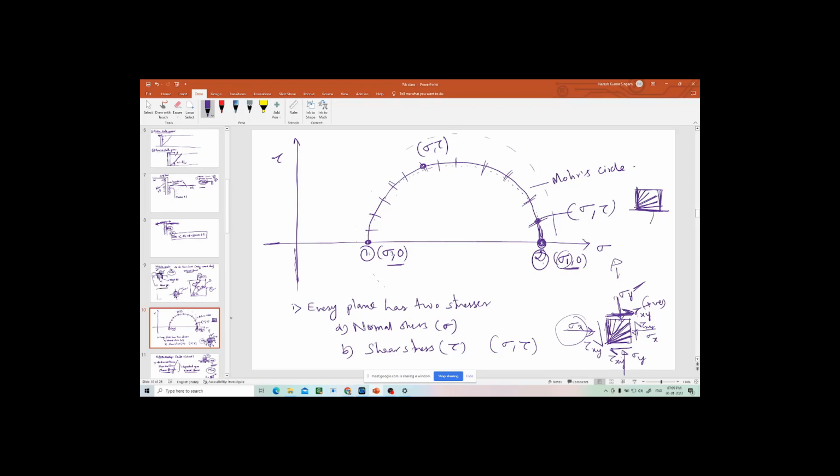So each plane is subjected to different combinations of sigma and tau. If you take all those combinations and put them in the sigma and tau plane, then you will get this circle. This is called Mohr circle. Now, by using this Mohr circle, you can find out failure planes and the shear stress and normal stress on the failure plane.